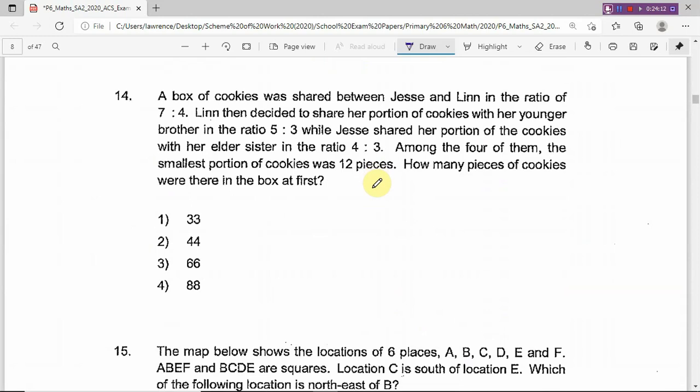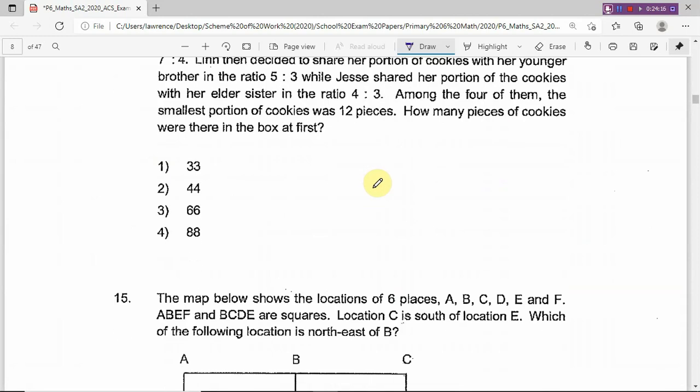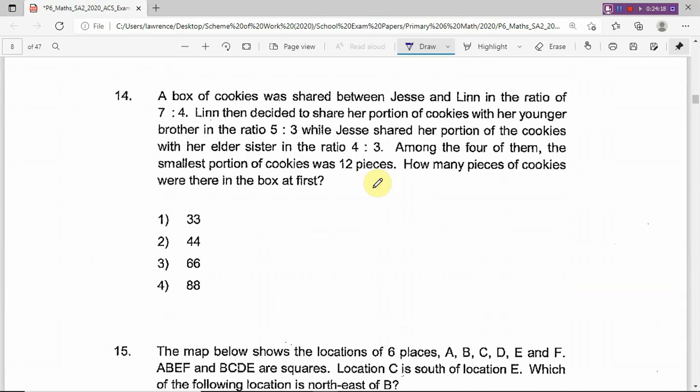Question 14, very wordy, and again, students have some difficulty doing this. But how do you break down the problem? This is a ratio problem, and is it a before and after? Nope. Every time you see a story sum, you think about whether it is a before and after, because if it's a before and after, then it will be quite easy. You have 2 ways of doing, model or table method. But this is not a before and after.